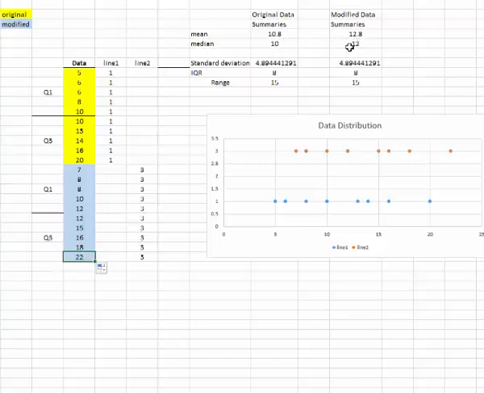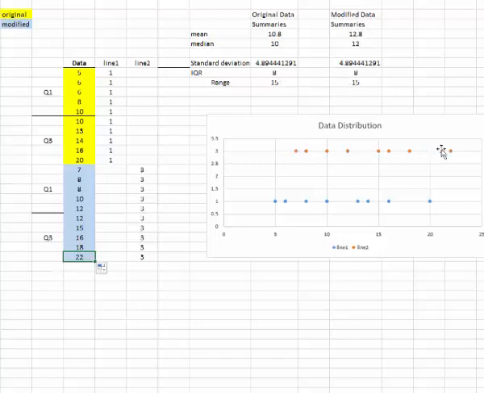But now look at the standard deviation. The standard deviation used to be 4.89. It continues to be 4.89. The IQR used to be 8. It continues to be 8. The range was 15. It continues to be 15.